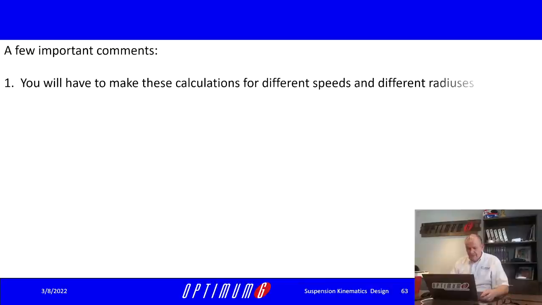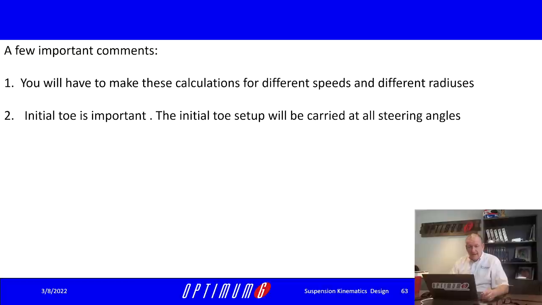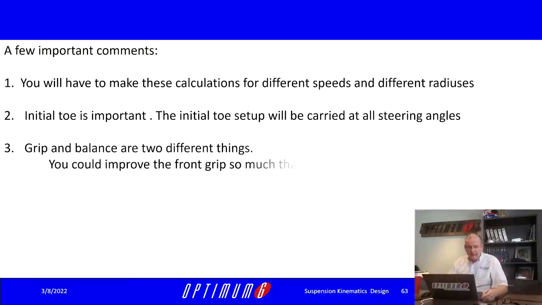Okay, so you're going to have to make that calculation at different slip angles, different speeds, different radii, different yaw angles, to find the ideal steering left and right, inside, outside. Be careful now, because you can have a given Ackermann, the initial toe is a big part of it, and you're going to carry this initial toe in or out. So Ackermann is a variation, but what counts is the dynamic slip angle. So what's the static slip angle that you start with?